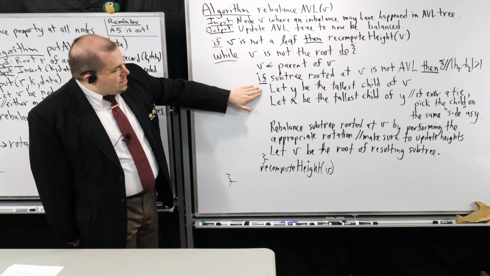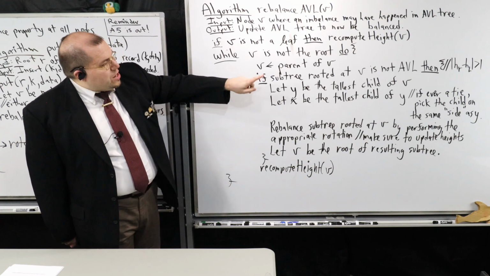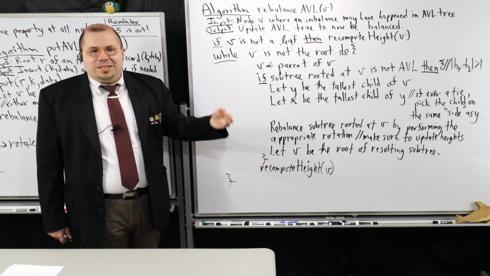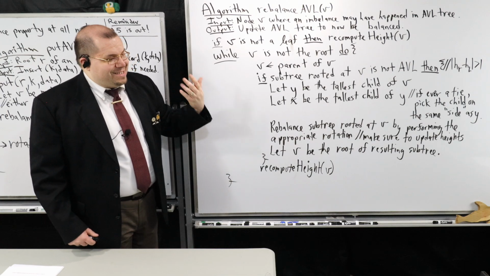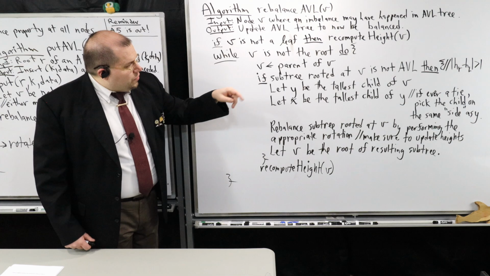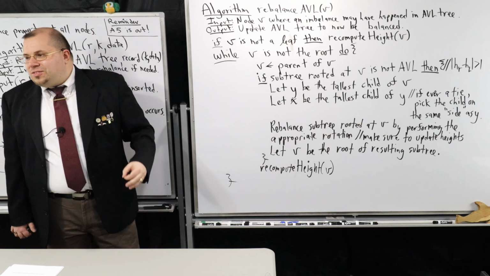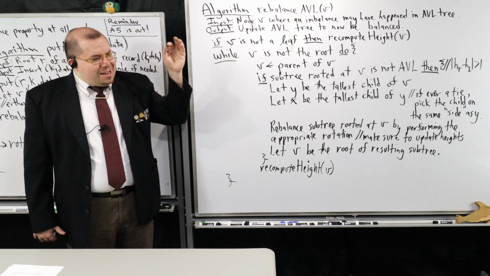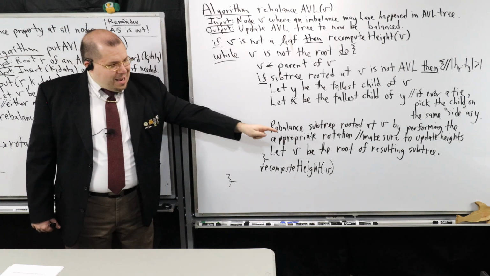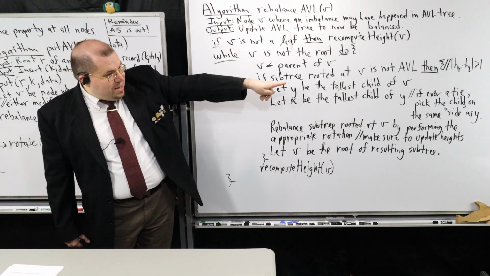So remember, we talked about this last day. Let y be the tallest child of v. Now you might ask, what's a v? We talked about this in class. Actually, last day, v is z in all of our pictures. Do you remember how I had a z, y, and an x? When I showed all those rotations last time, I had z, y, and x. So if you're wondering, v is z in those pictures.